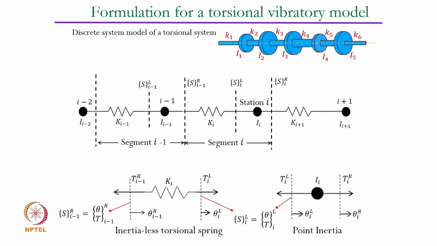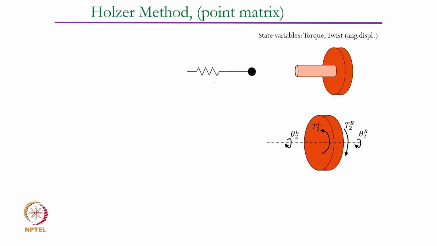Now let us focus on the inertia of the segment, right. So when you have a disk which is connected to the shaft element, and out of this segment which was defined as a spring and a mass, we are now trying to focus only on the mass element, and the mass element is like a disk. Here on both sides of the disk, on this surface and on this surface, there would be torques and twists that will happen, right.